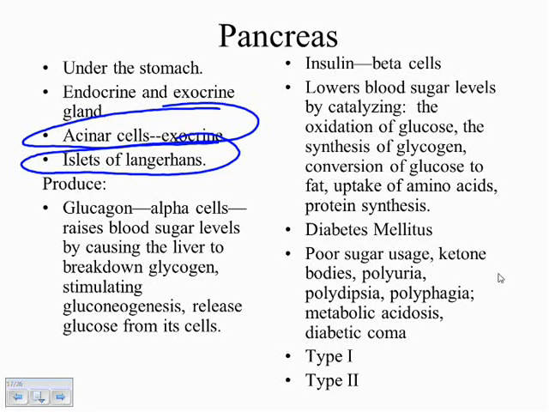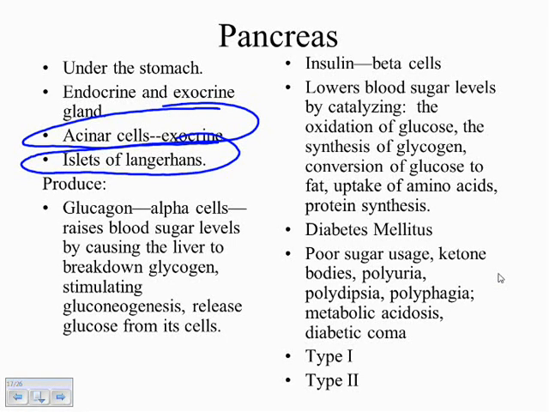Insulin, on the other hand, is the opposite. Insulin is made by cells called beta cells in the islets of Langerhans, and they lower blood sugar levels. They do that in a couple of ways. They cause glucose to be oxidized. What do we know oxidation is? Breaking down, because we're taking away what? What are we taking away when we oxidize things? So three things. Electrons, H pluses, and most important maybe, energy. Okay? Electrons, H pluses, and energy.